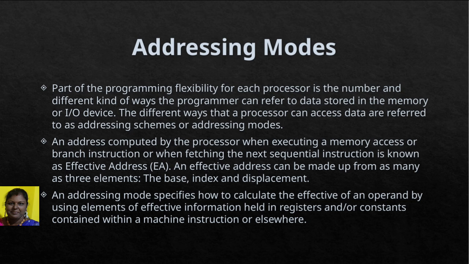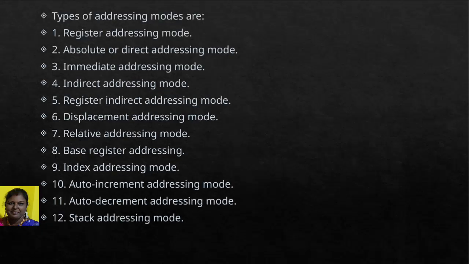When we talk about addressing modes, we're really looking at the different ways a processor can access data. There are quite a few, 12 key types to keep in mind. They range from register addressing, where data is right in the processor's registers, to more complex modes like indirect or displacement addressing, which involve memory locations calculated on the fly. Some modes even adjust pointers automatically, like auto-increment or auto-decrement. Each mode offers a unique way to handle data, making the processor more flexible and efficient.